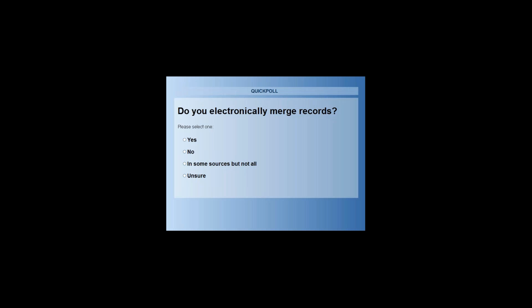And I just have 4 answers here. Yes, you electronically merge. No, you do not. You do a mix, which is C, or you're unsure. You're not really sure what you do. And I'll just give you a moment to respond to that.